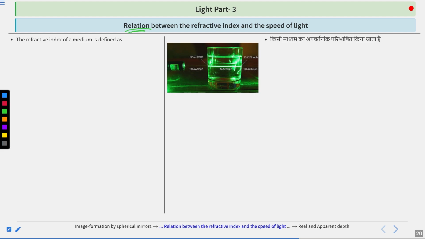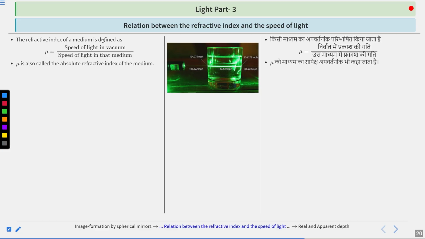Now, what is the relation between the refractive index and the speed of light? The refractive index of a medium is defined as mu equals the speed of light in vacuum divided by the speed of light in that particular medium. That medium could be translucent, transparent, water, glass, whatever. Mu is also called the absolute refractive index of the medium. Since refractive index is a pure ratio, it has no units and dimensions.